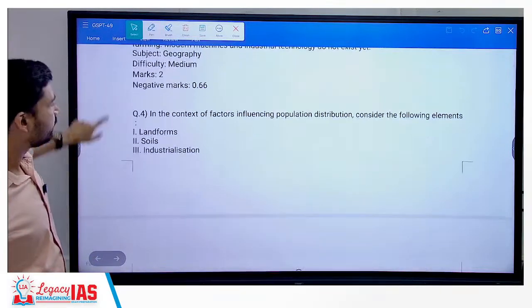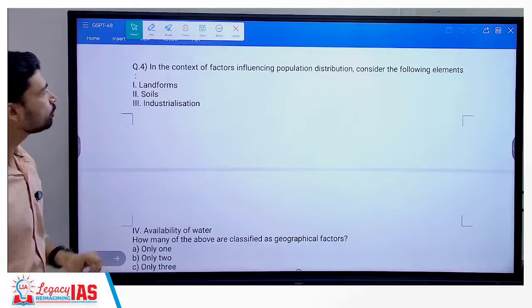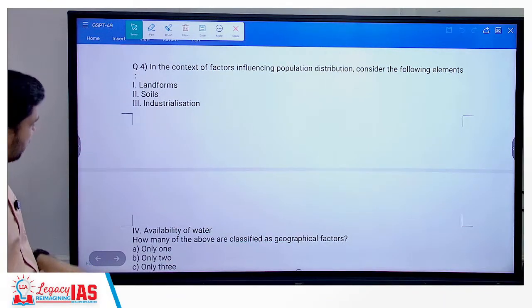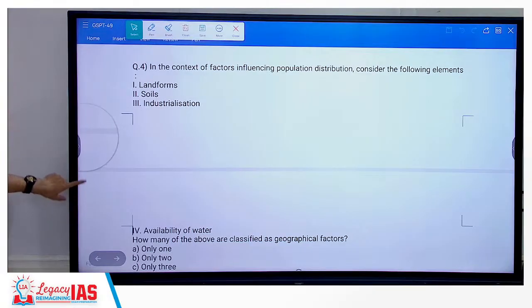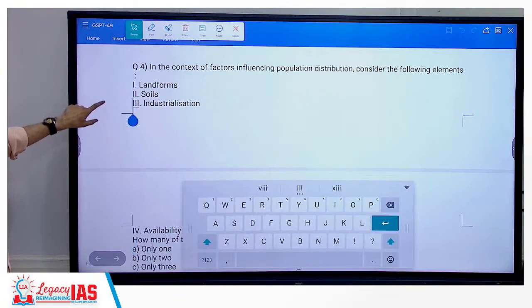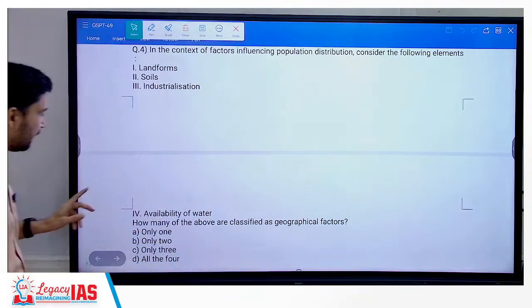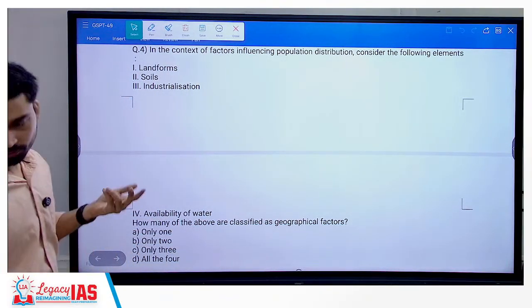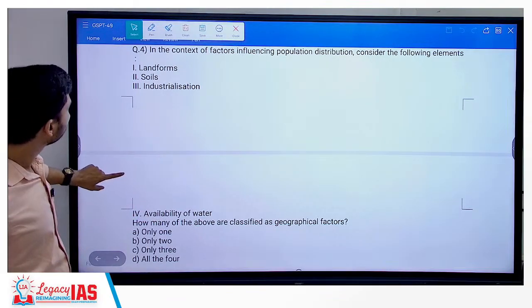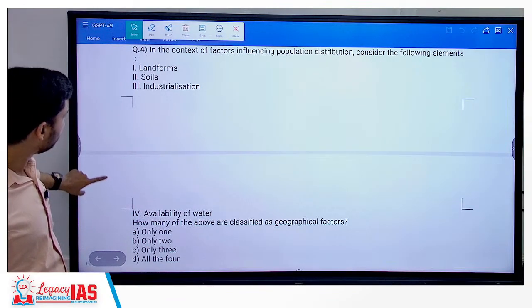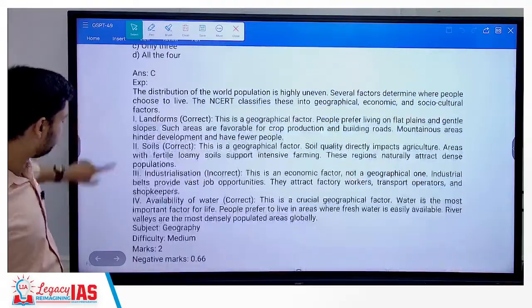Then 4. In the context of factors influencing population distribution: landform, soil, industrialization, availability of water. How many of them are classified as geographical factors? 3. Landforms, soil, and availability of water. Industrialization is okay, an economic factor, we can say. So C, only 3. Right? That is the right answer.